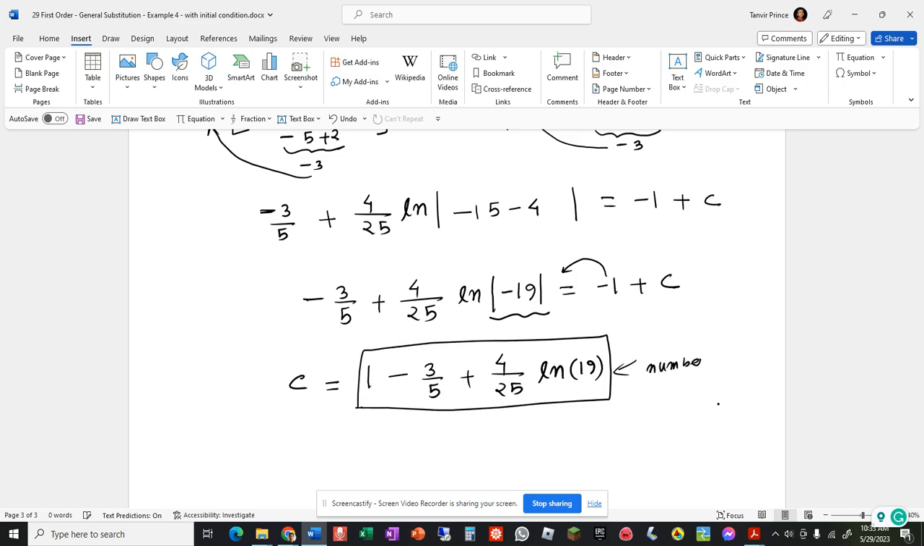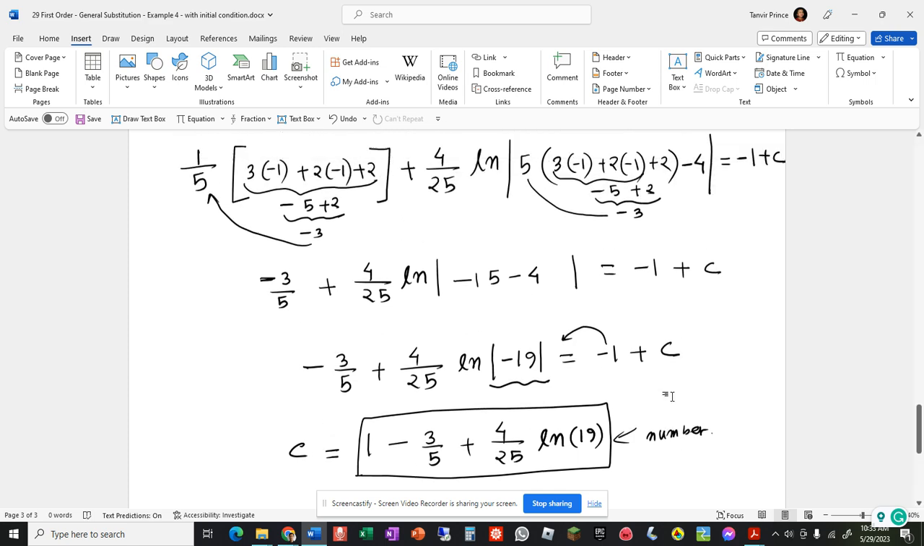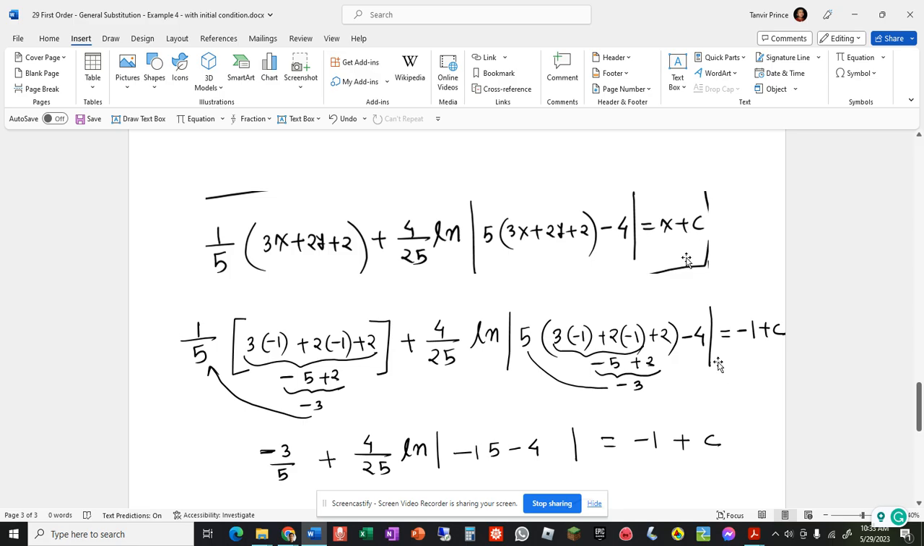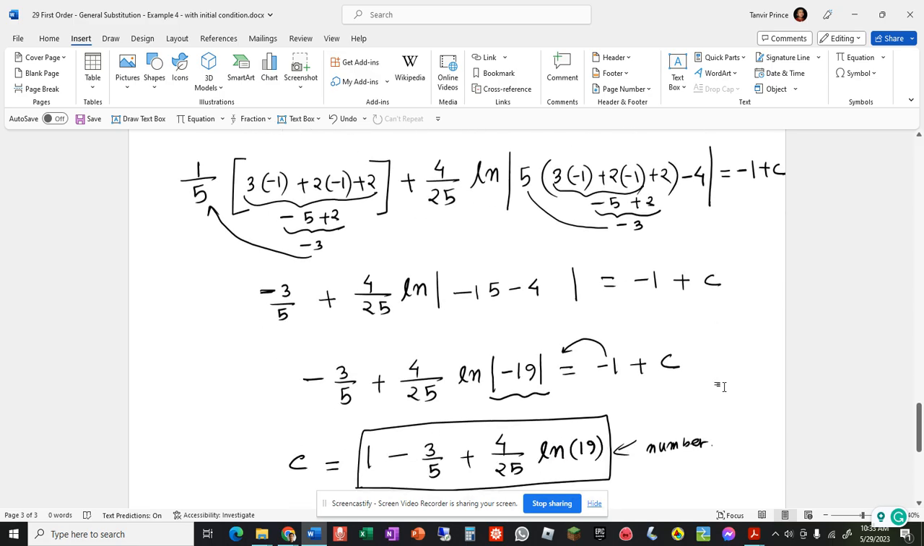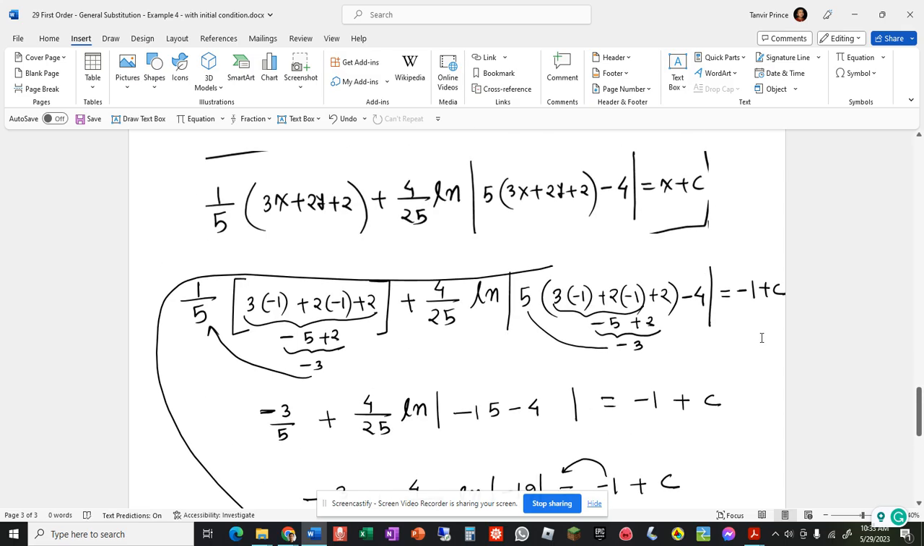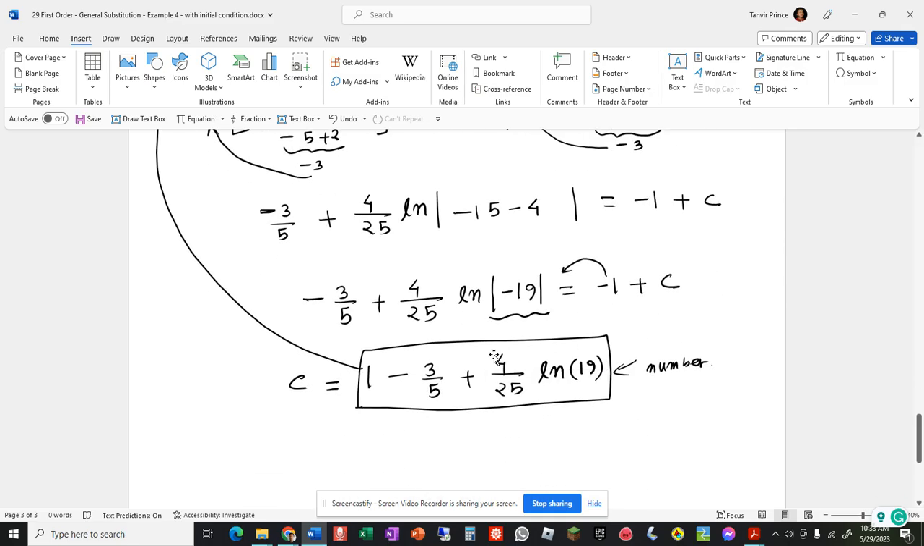And you can use a calculator to approximate that number. And that c will go in the place of c. So this c here, this one goes in place of here. And that's it. You copy everything here, except in place of c, you substitute this number. You can either substitute this in the exact form or you can use a calculator. It's your choice.